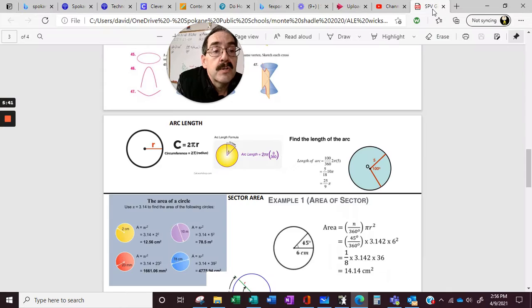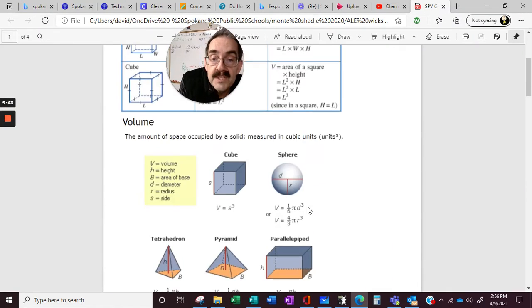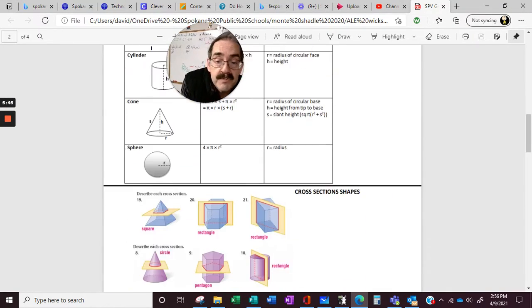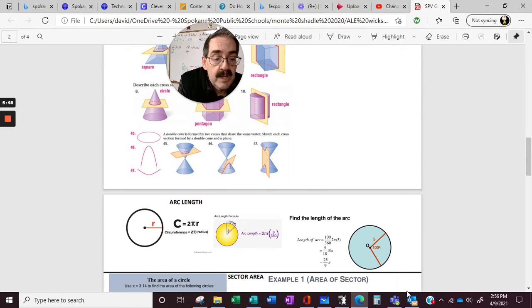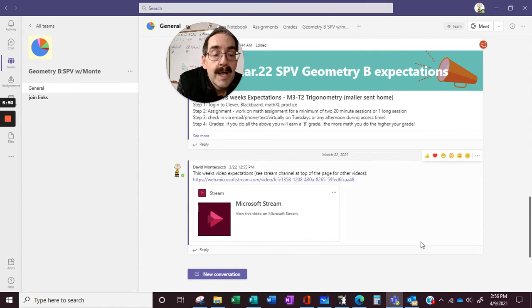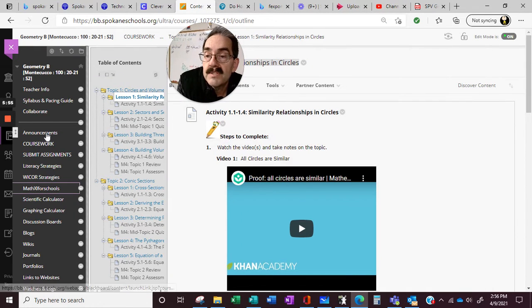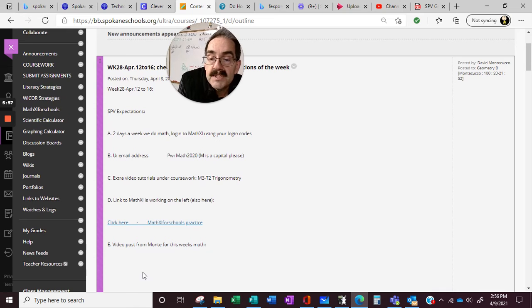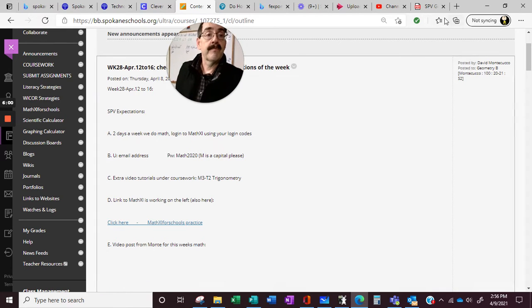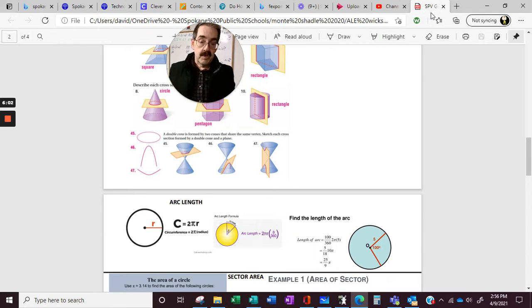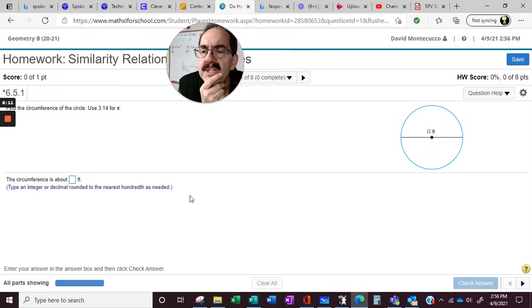Circumference. Okay, so look in your mail for this cheat sheet to be coming to your house. If you don't have it, it's going to be posted in our Teams channel. We'll post it here, and we're going to post it in our announcements. Okay, so in the announcements down here, I will post the cheat sheet also. All right. If you can't find what you're looking for, don't forget you can always Google.